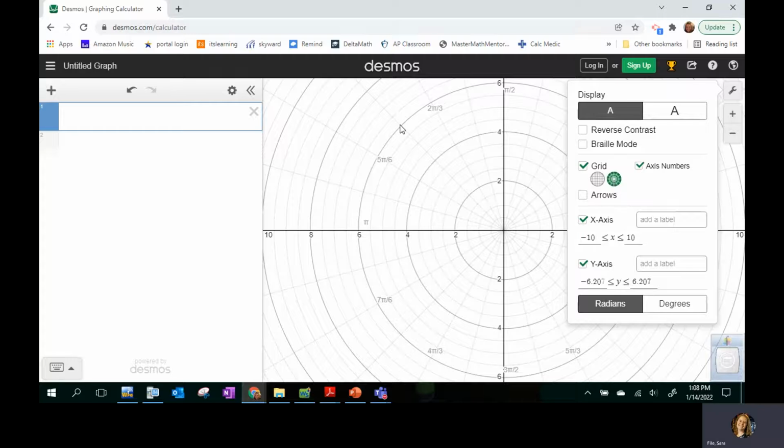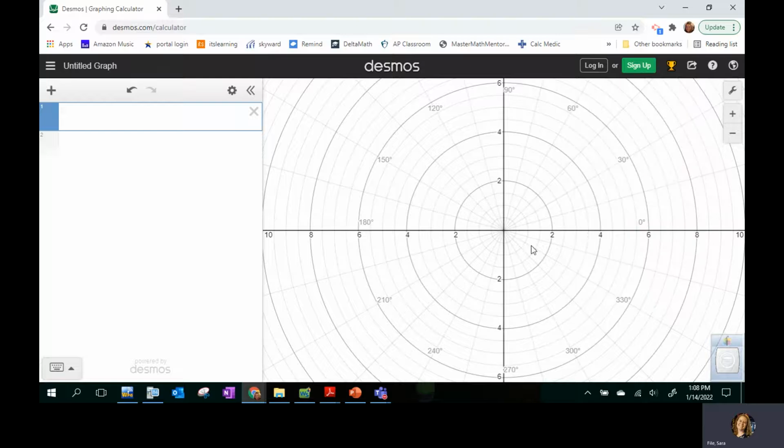Okay, and when you do that, it's going to be in radians. Okay, and we want to put it in degrees. It's going to be a lot easier for y'all to do these in degrees, I think. Okay, now hopefully when you do that, this graph looks like a circle.